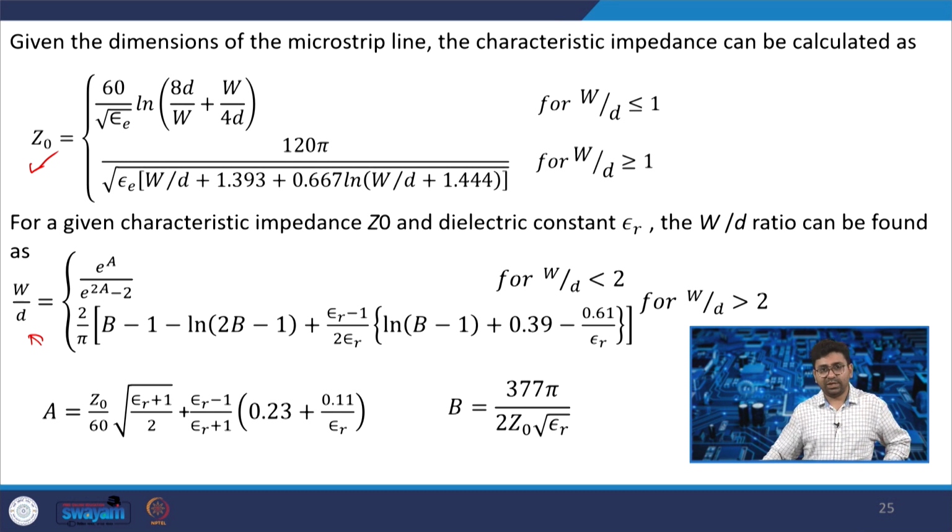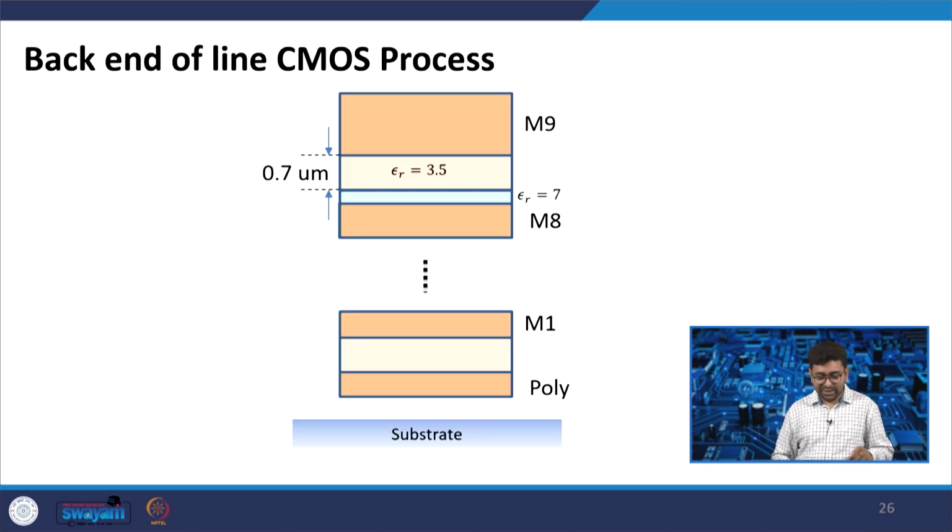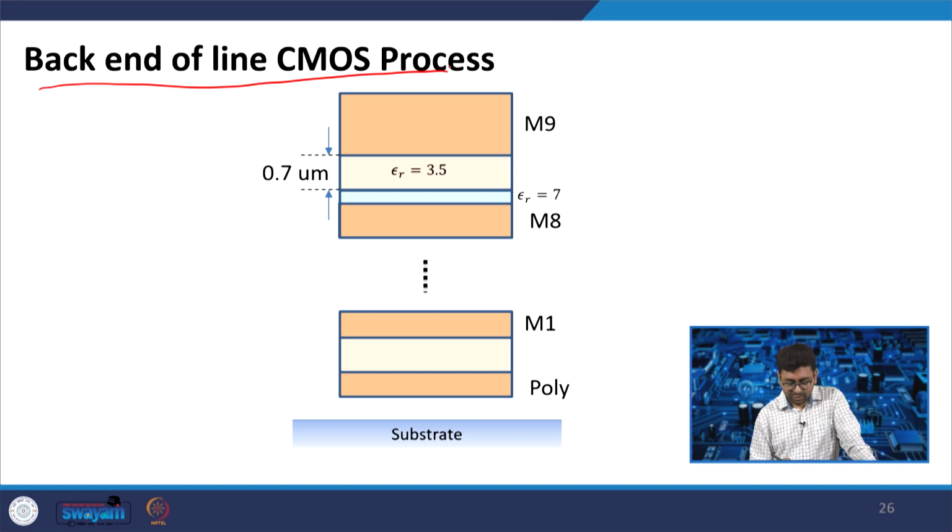You can go to the reference if you are interested in a more detailed analysis of the strip line and microstrip line. These two are widely used transmission lines in on-chip circuits also. So, how can it be used? We will take one example of the CMOS process. If it is a back-end-of-line CMOS process where there are 9 metals, so there are M1 to M9 metal layers.